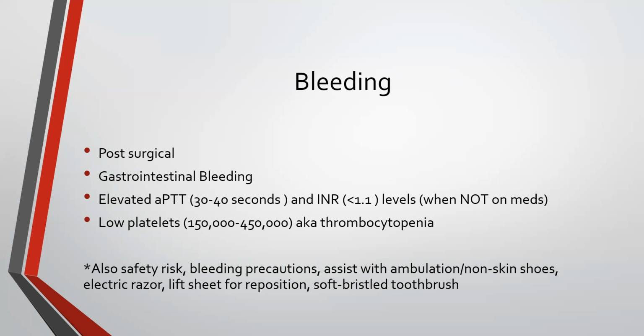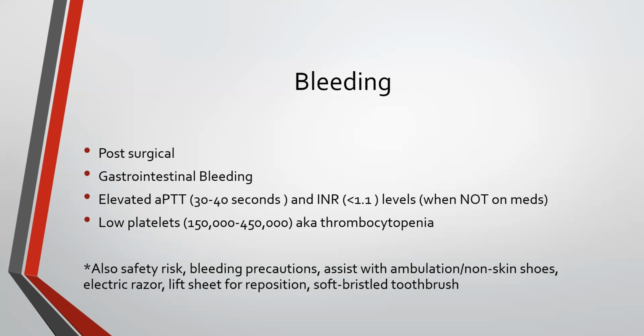I've put the normals in parentheses here. A PTT is 30 to 40 seconds, anything greater than that. An INR, anything greater than 1.1. Okay, and I say we're not on meds because there are certain states, as you learned in perfusion, where heparin is going to make our PTT level go up. Warfarin or Coumadin is going to make our INR level go up. So these are elevated, but we're not on those medications. That puts us at risk for bleeding.